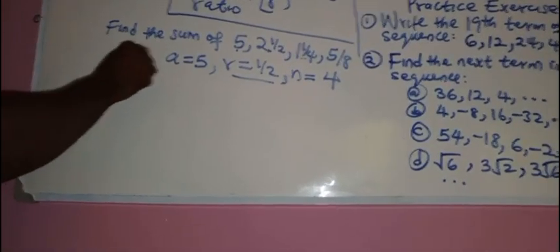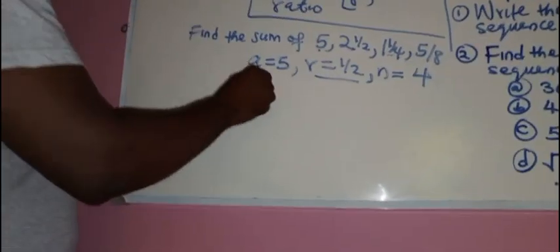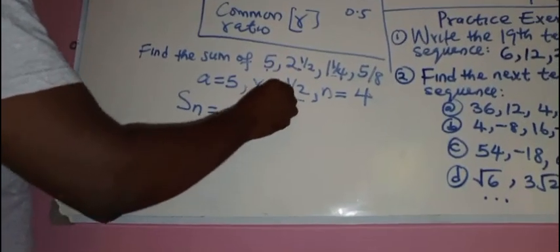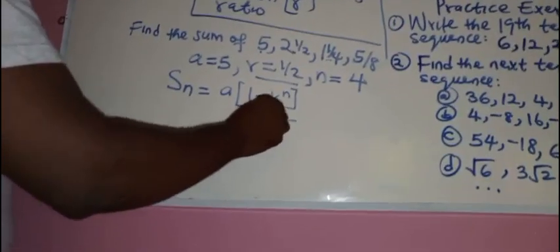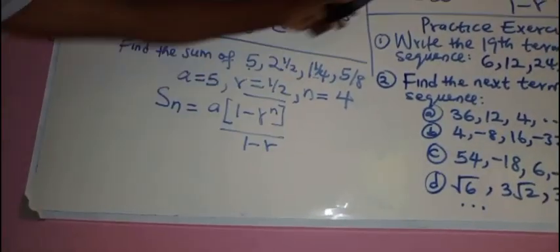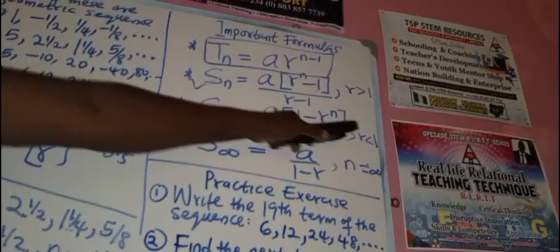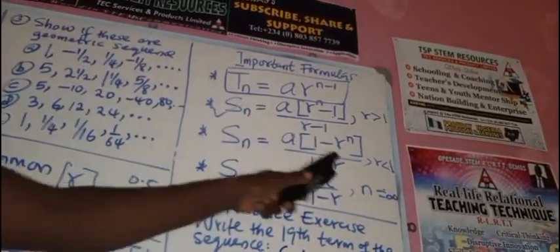So it means I'm going to use this formula: Sn is equal to A times 1 minus R raised to n, over 1 minus R. You use this second formula when R is less than 1. You use the other one when R is greater than 1. You use this one when it's less than 1.